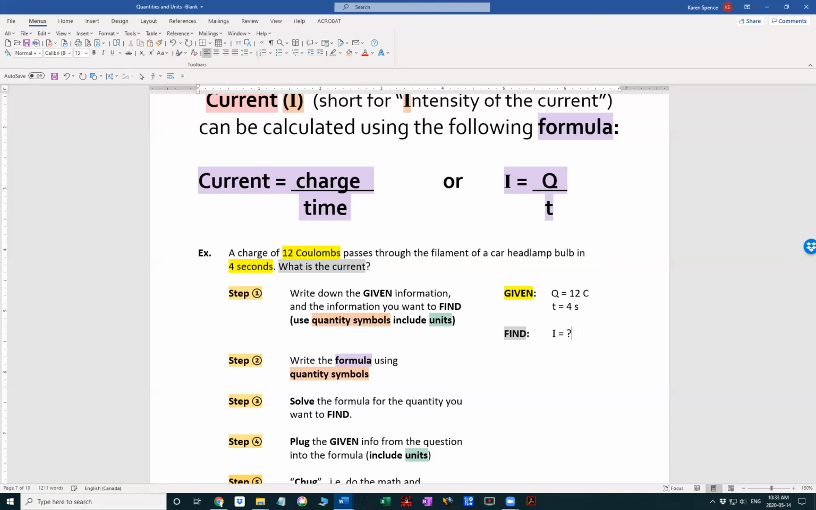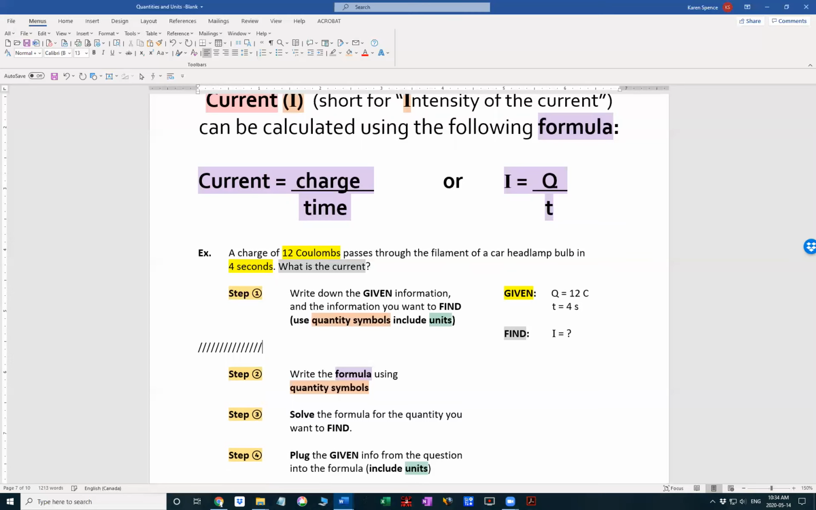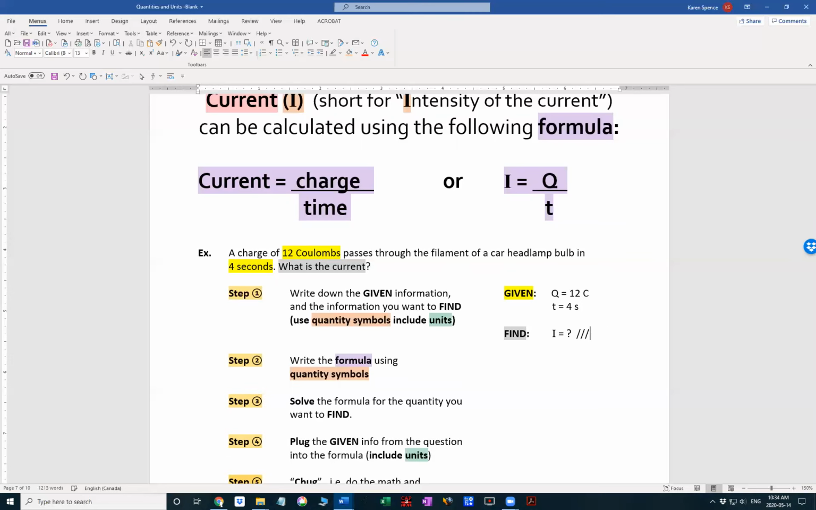So we don't know what current is, but we do know that current is measured in, not slashes. It's measured in amperes, which the symbol is A. Our formula is given to us up here, I.